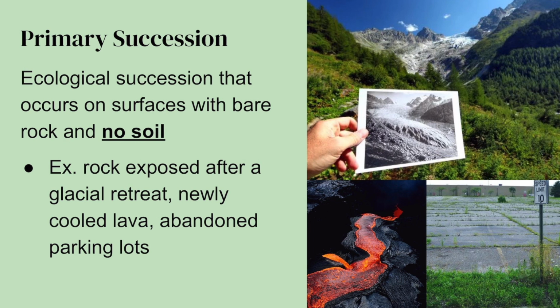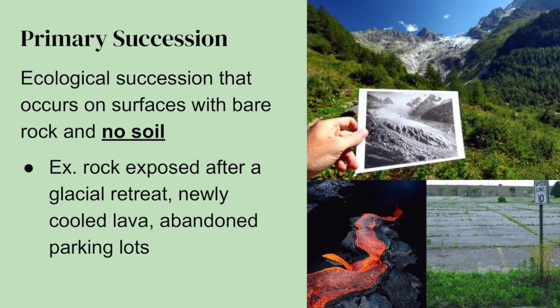Primary succession occurs on surfaces with bare rock and no soil. And that's really the key for you to remember, is that primary succession, we don't have any soil developed yet. This can occur in several different areas, anywhere where you've got bare rock exposed, but some examples are when you have rock that gets exposed after a glacier has retreated.